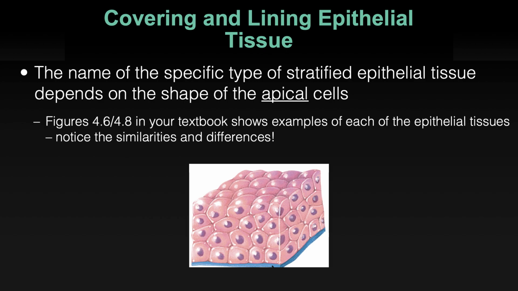And these figure references are updated for your book. Some of the references in the slides online haven't been updated, but these ones have. Figures 4.6 and 4.8 in your textbook have a great summary of how to name various tissues based on those cells. So this one, if you're paying attention, is stratified cuboidal epithelium. The cells look like small cubes, maybe they're rounded. There are definite layers, four or five layers. Stratified cuboidal epithelium. Pretty straightforward.